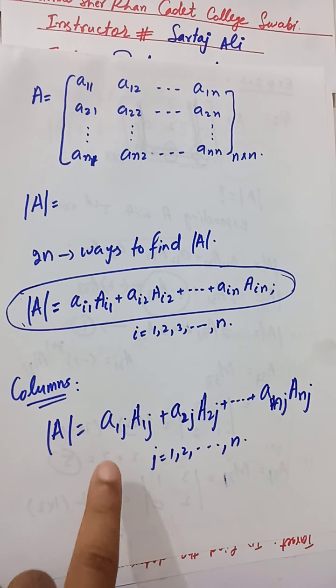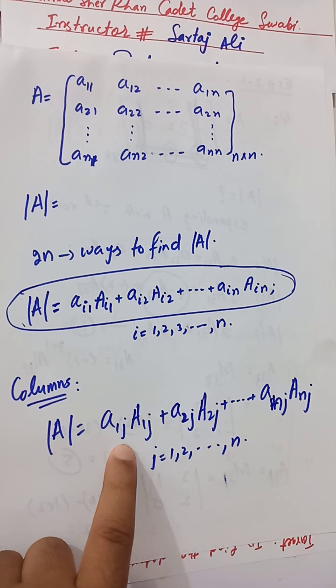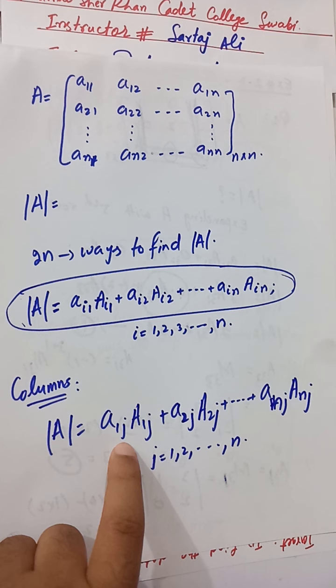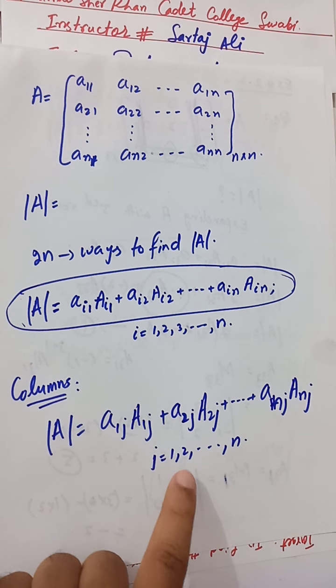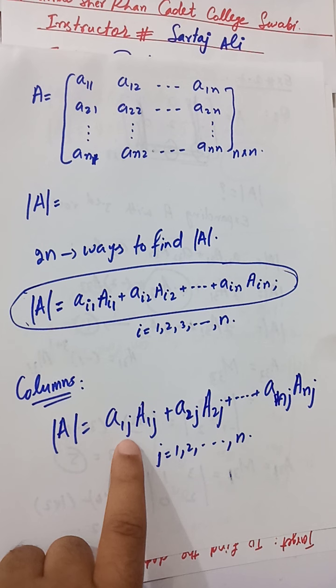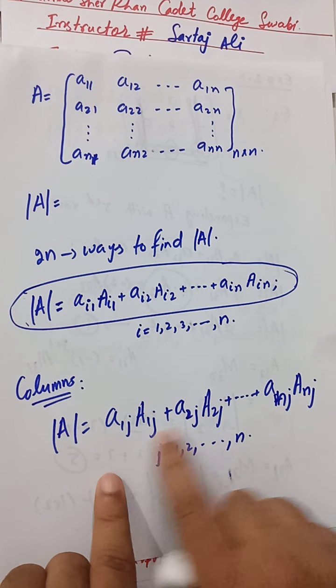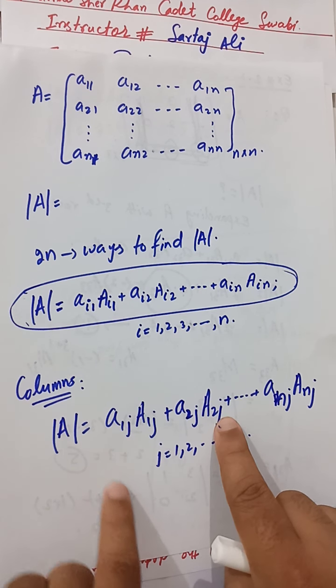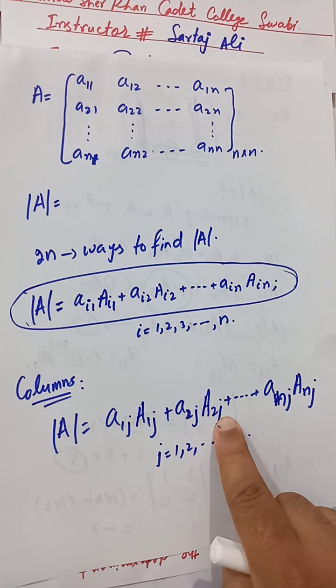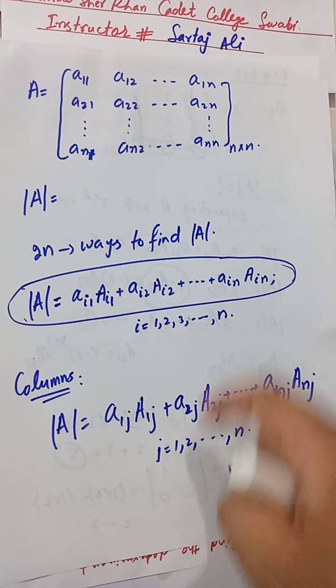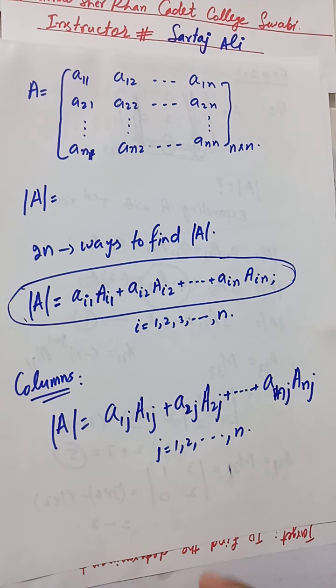So if you take j equal to 1, that will be the expansion with the help of the first column. If you take j equal to 2 and put it here, that will be the formula for expanding that matrix A with the help of the second column. If you take j equal to 3 and put it here, that becomes the formula for the determinant of A expanding with the help of the third column. So you see that these are the general formulas. So in that way you can generalize these 6 formulas.